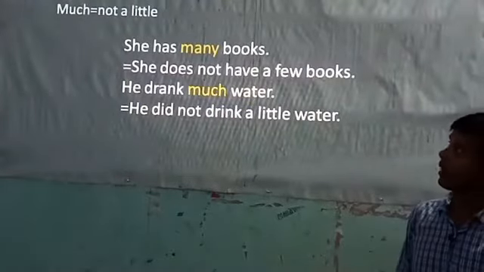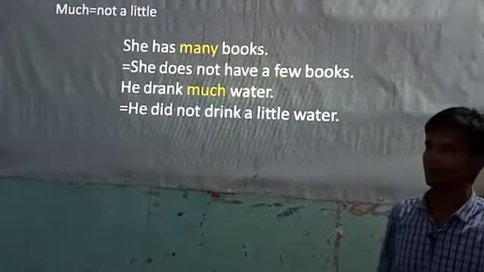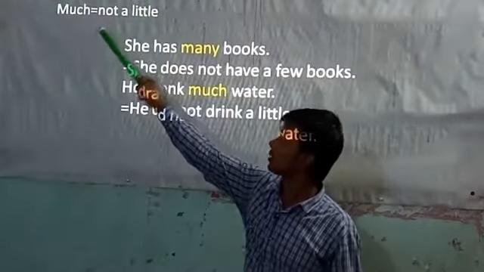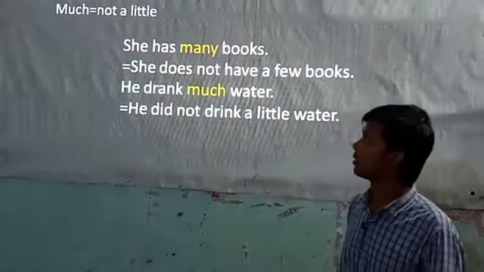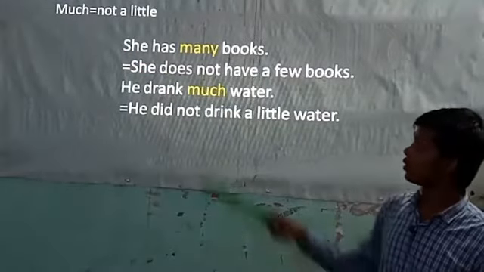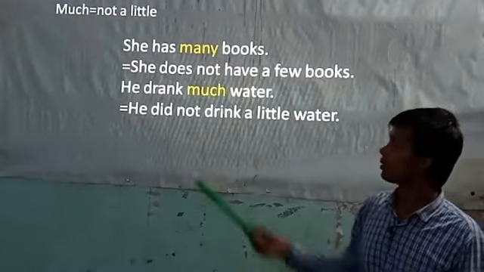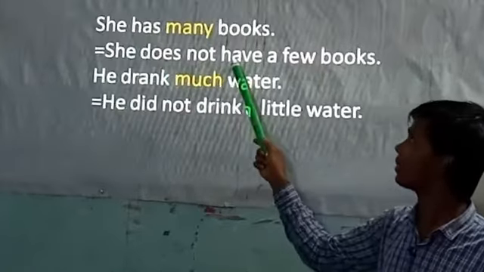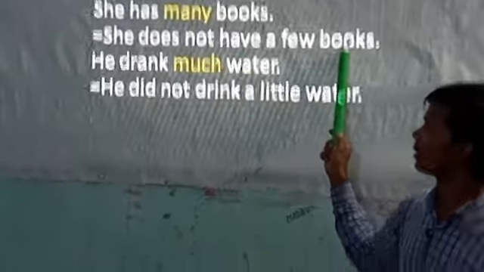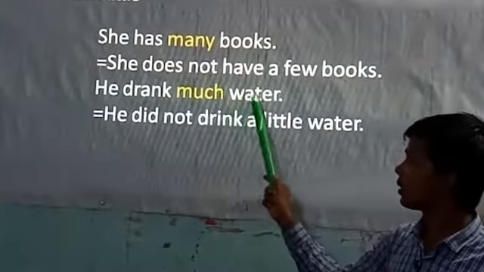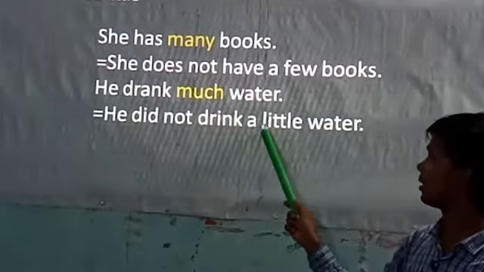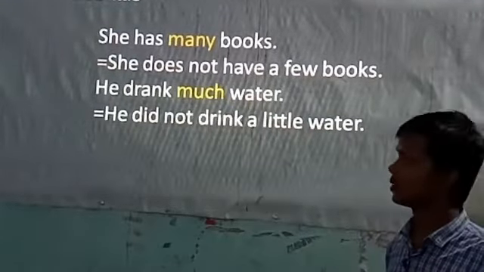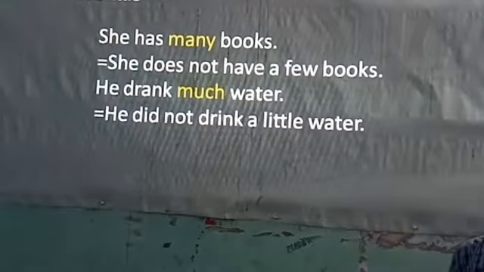Here's rule number 8. Many is equal to not a few, much is equal to not a little. So dear students, she has many books, she does not have a few books. He drank much water, he did not drink a little water. If there is no auxiliary verb, you must write do, does, did according to person and tense.